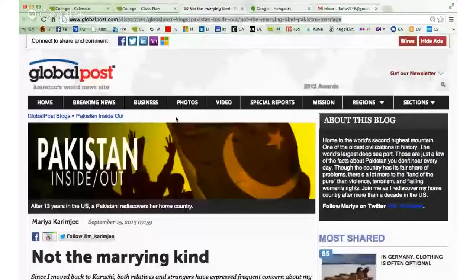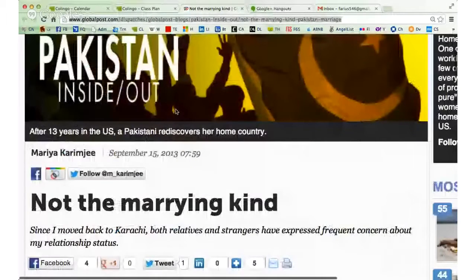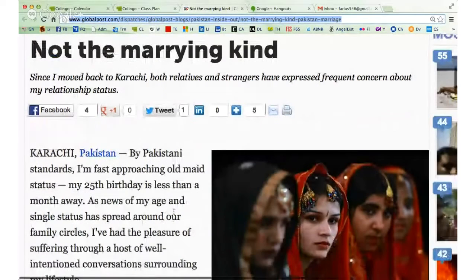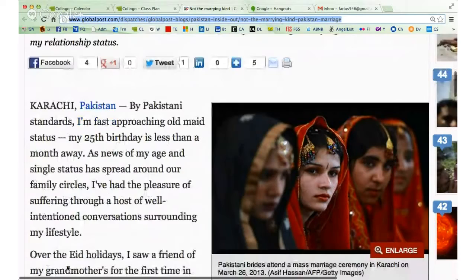We're not going to read the whole thing because we're a little short on time, but it starts off with "Not the Marrying Kind," right? This is a girl who is talking about her lifestyle growing up in Pakistan. "By Pakistani standards, I'm fast approaching old maid status. My 25th birthday is less than a month away. As news of my age and single status has spread around our family circles, I've had the pleasure of suffering through a host of well-intentioned conversations surrounding my lifestyle."